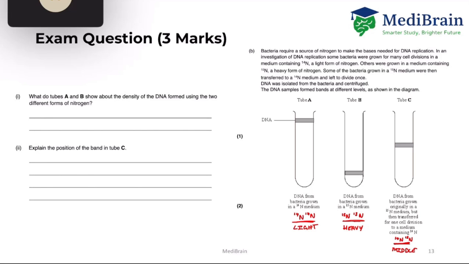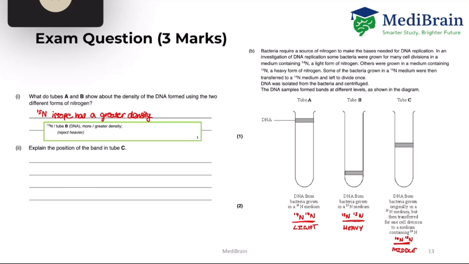Okay, so we can say that the 15N isotope has a greater density. Okay, there we go. Explain the position of the band in tube C.